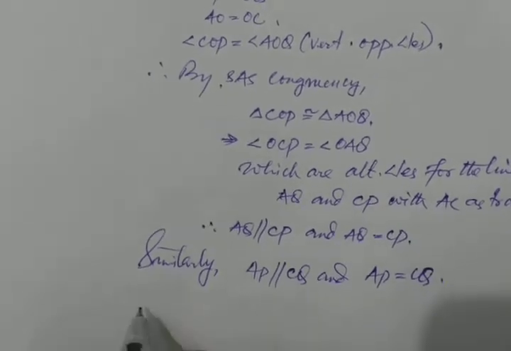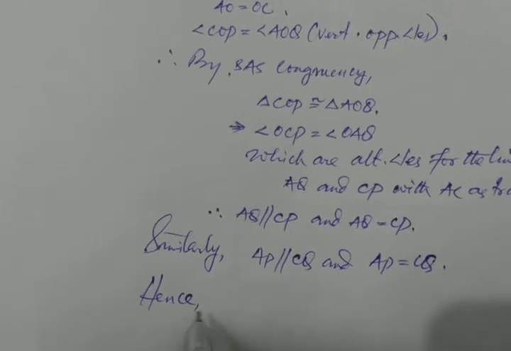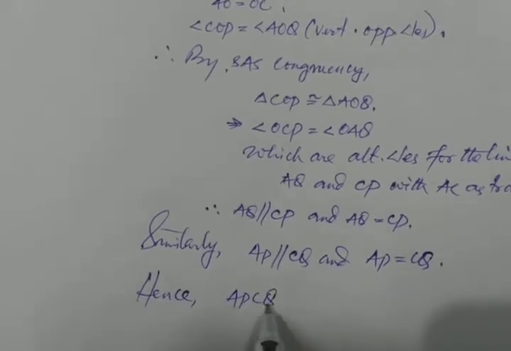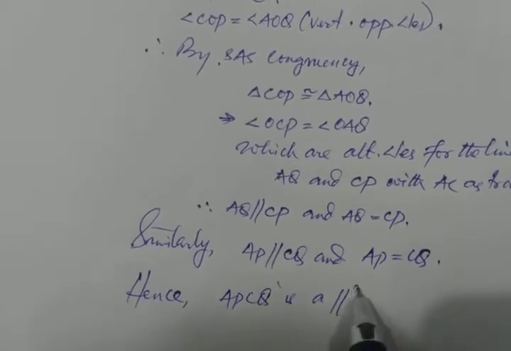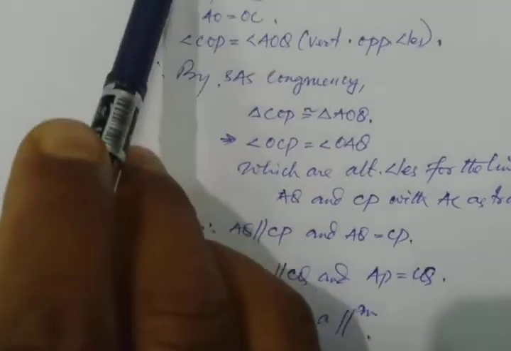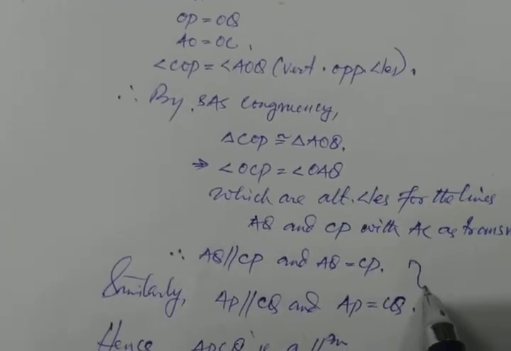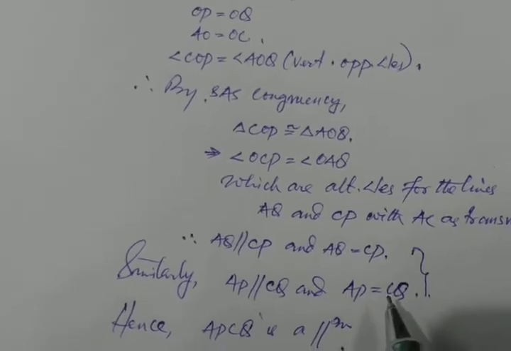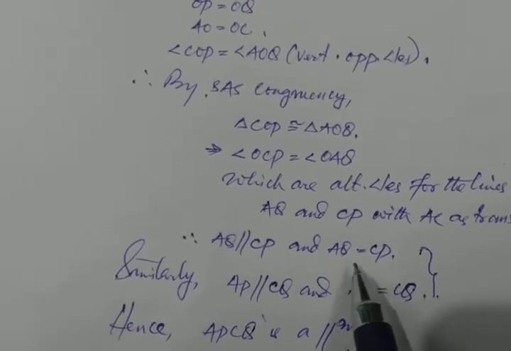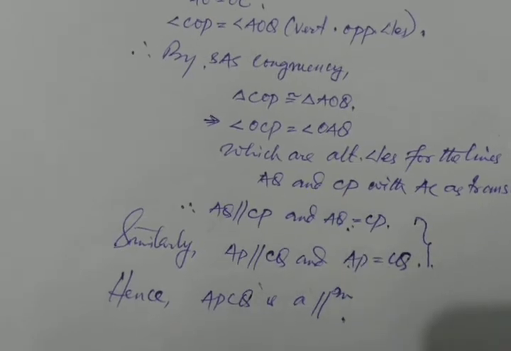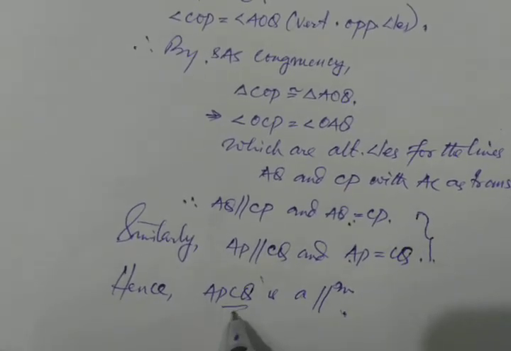So now we can once again say that APCQ is a parallelogram, because here we have diagonals bisect each other, and here in these two we have not only a pair of opposite sides parallel and equal, but we have two pairs parallel and equal. So APCQ is a parallelogram.